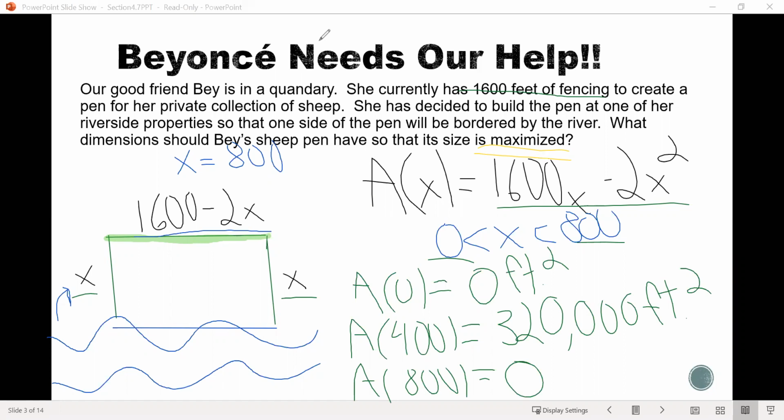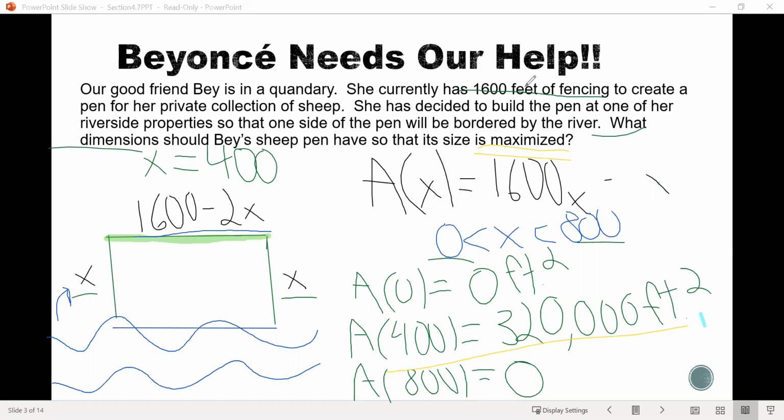So in this case, we see that the max value happens at that value in the middle, the 400. Now, we're not done with this problem because we've identified that the optimal value for x is 400. So I'm going to write that over here. But notice the question asked, what are the dimensions? Right, so we want to know what the length and the width would have to be of our pen here.